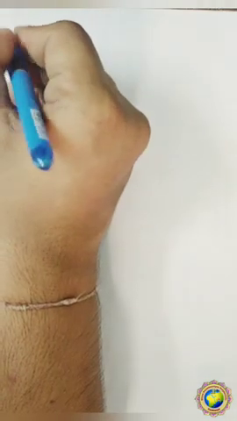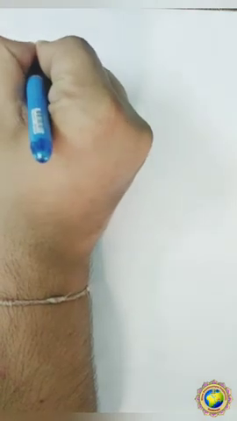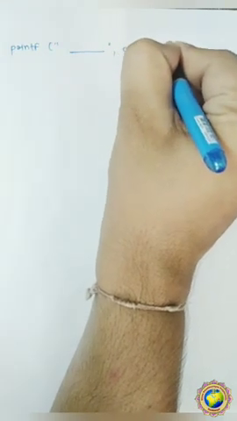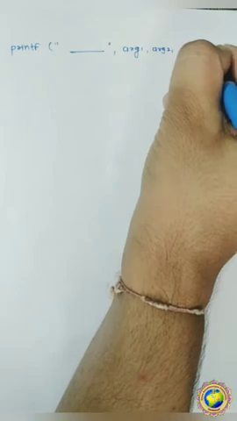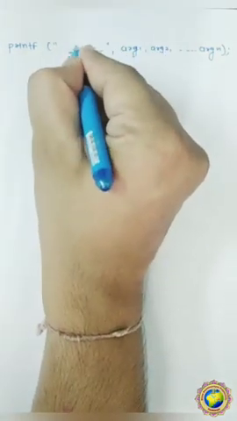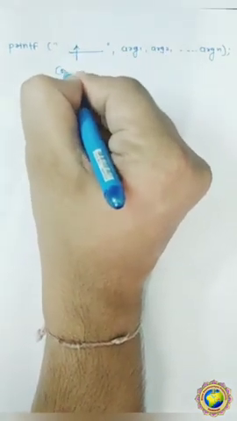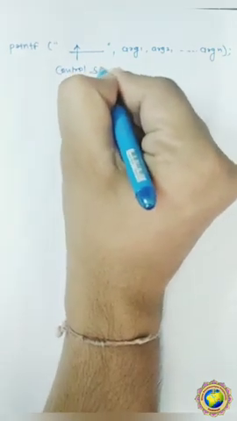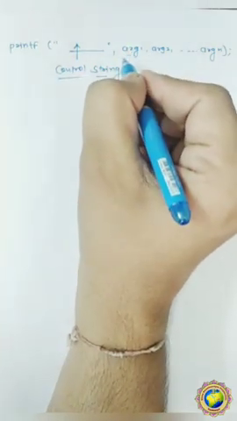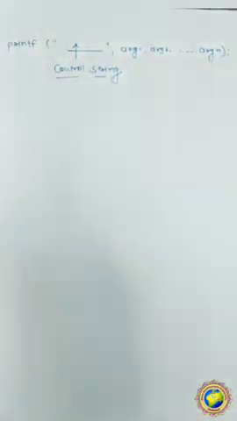So in the printf statement, here we write the control string, and here argument 1, argument 2, up to argument n. Between this double quote we write the control string, and after that control string we write the arguments.